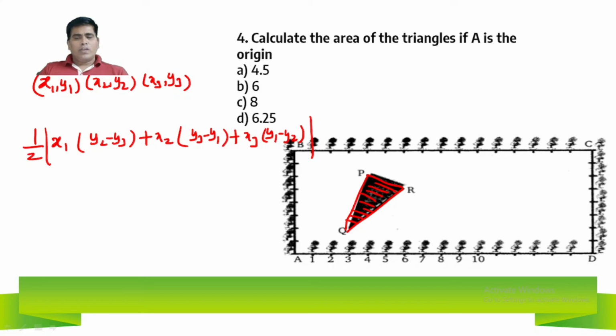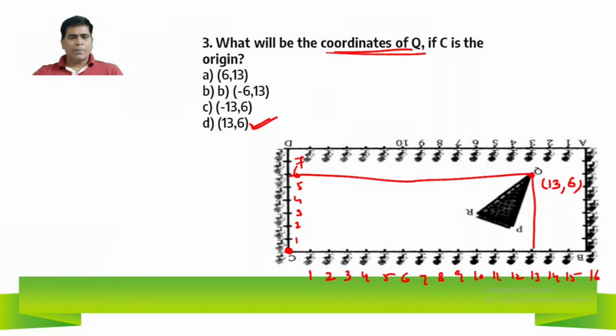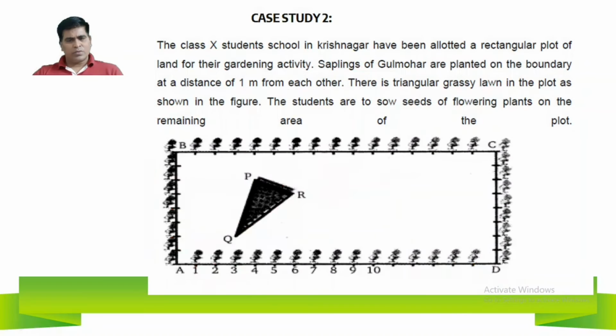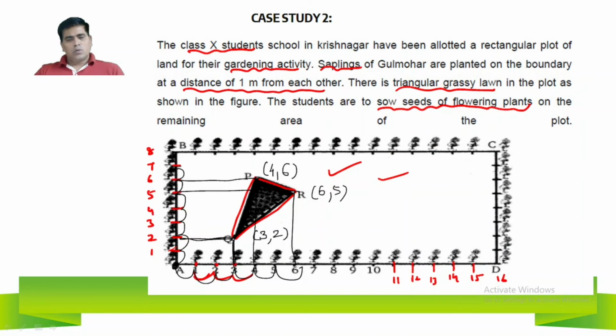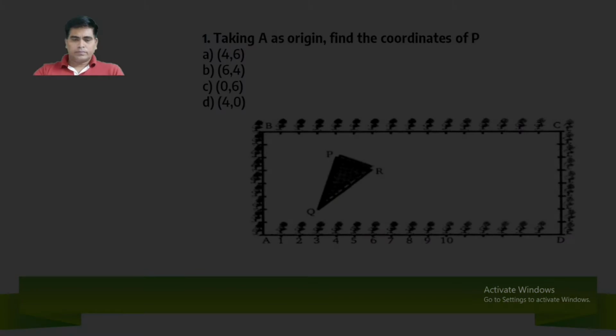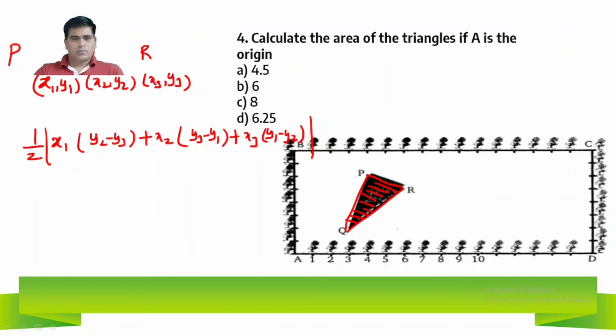So here we already know the P position, the Q position, and the R position with the reference of A as the origin. Already we got this point. So what is the P point? Earlier we have already discussed this question. So 3 2, 4 6, 6 5. So these are the positions of the PQR points.